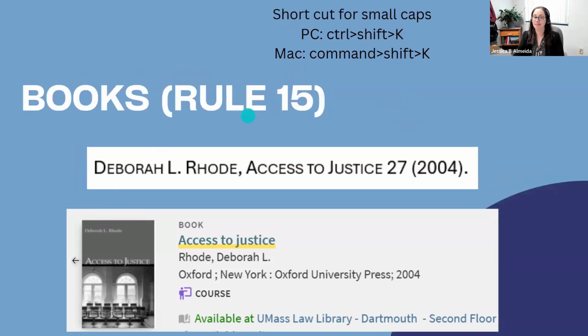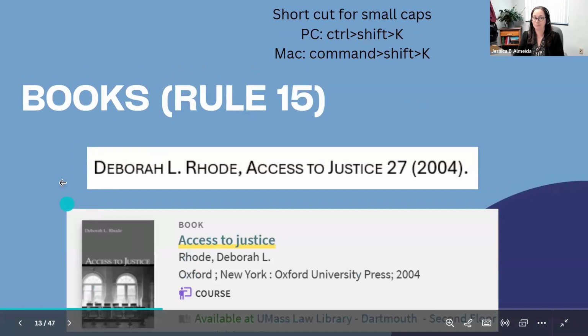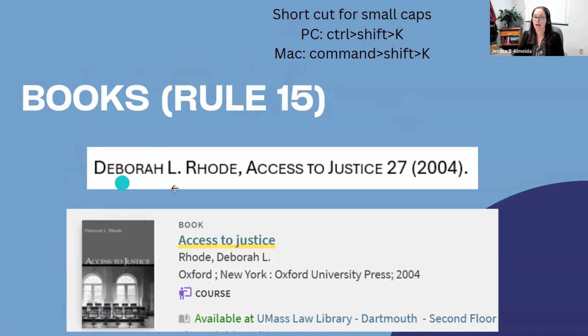Let's take a look at this example. So for this book, if I was citing to it, it would be Deborah L. Rhode, she's the author, comma, the title. Both of those are in small caps. The number 27 is my pin cite. So I'm telling the reader I'm citing specifically to the information on page 27. And then I have the date of publication in parentheses. I end my citation with a period.